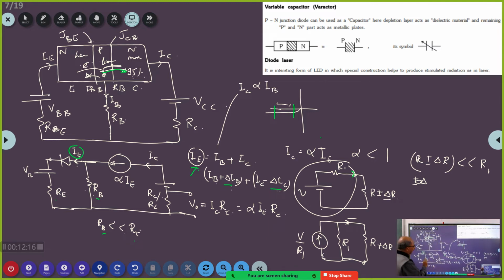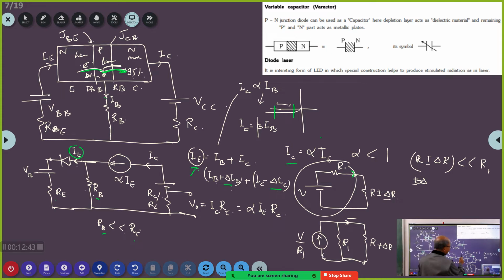I have given the number here, that is, whatever current comes here, a percentage of that will come here. That means this current is proportional to this current, and this current minus this current is this current. So I can write this current is proportional to this current also. Here I am going to use a different proportionality constant. What is it? IC is equal to beta times IB.